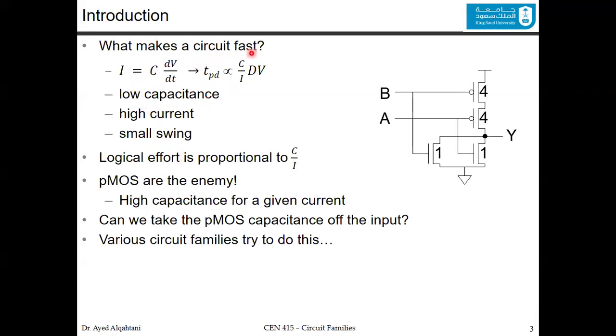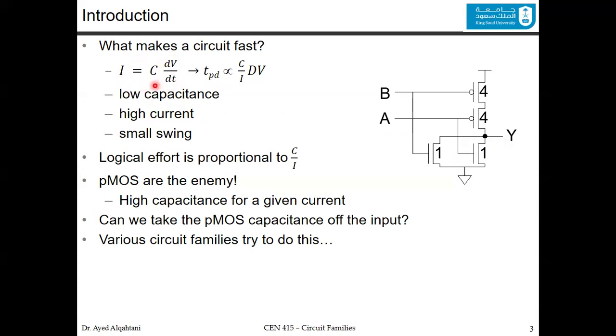So what makes a circuit fast? That's basically our goal. And as we said in the beginning of this class, we are targeting a good design for a circuit, with more emphasis on the good part. So we know that there is capacitance that we need to worry about in any circuit. This is a CMOS design of a two-input NOR circuit. And if there is capacitance there, then we know that the dominant equation is this one, where current is equal to the capacitance multiplied by the derivative of the voltage over time.